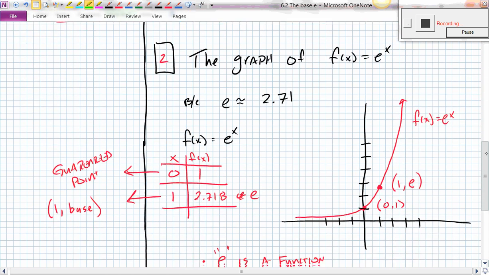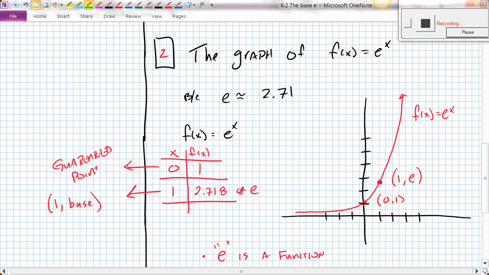And then number 2, I just want to show you the basic graph of e to the x. So the graph of f of x equals e to the x. Because e is about 2.71, it falls right between 2 and 3. So we've been studying functions that look like this, right? f of x equals a to the x, where a is bigger than 1. Well, in this case, our a is just 2.71, so it's going to look exactly like the other graphs, except the points I'm going to work with are over here. So (0, 1), that's still the guaranteed point. You still have that one. And you have (1, base). And the base is just 2.718, or e.